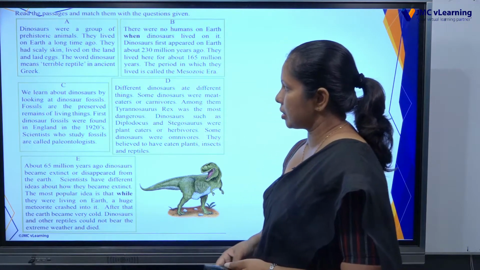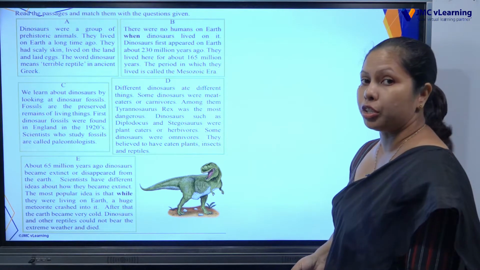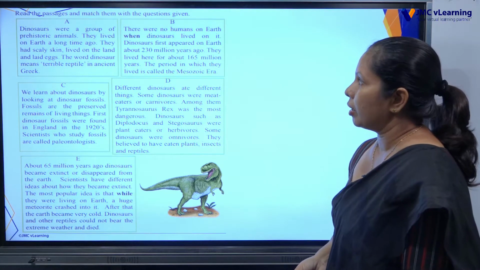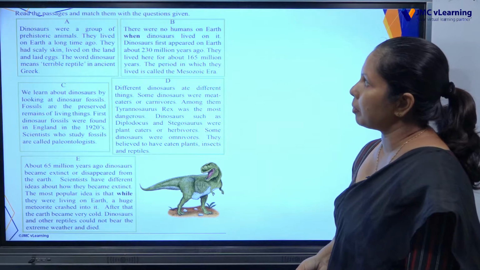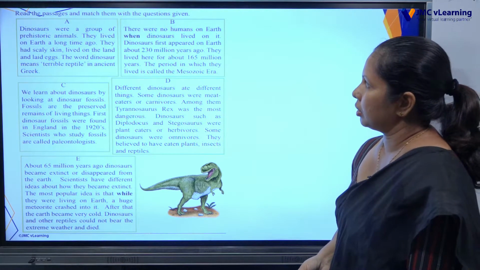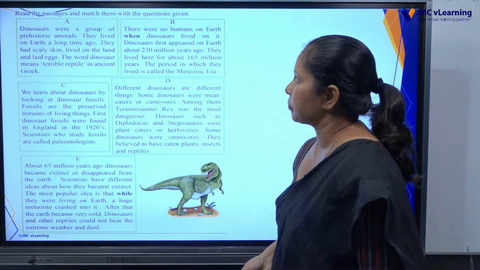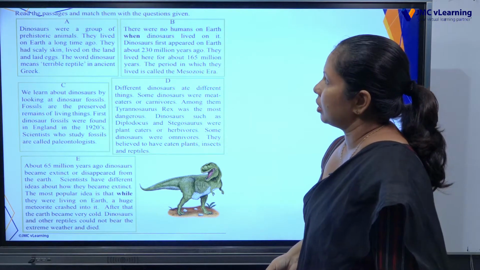You will get this exercise on page number 55 in your pupils book. Read the passages and match them with the questions given. The first passage, passage A. We will just go through this.